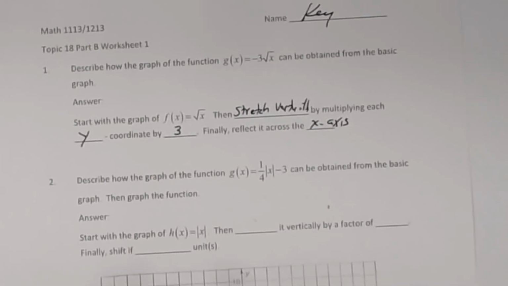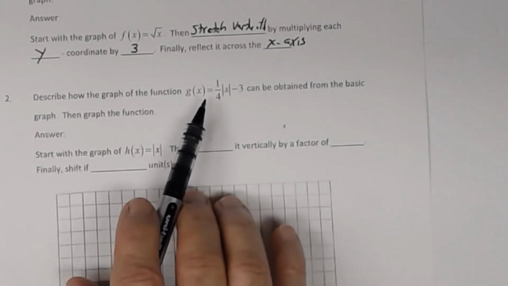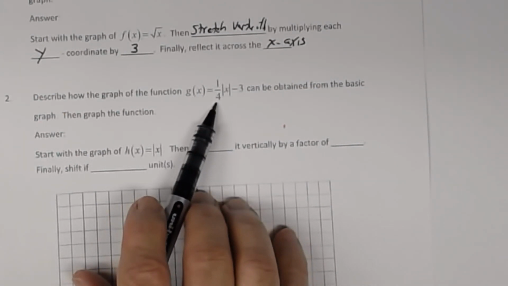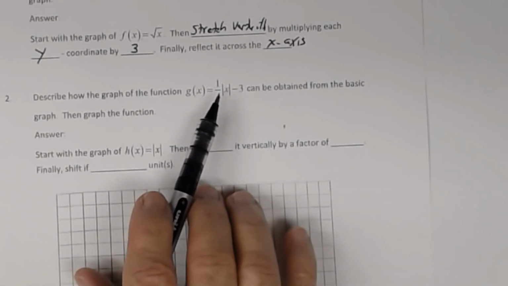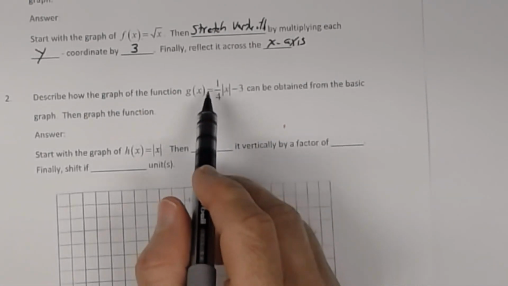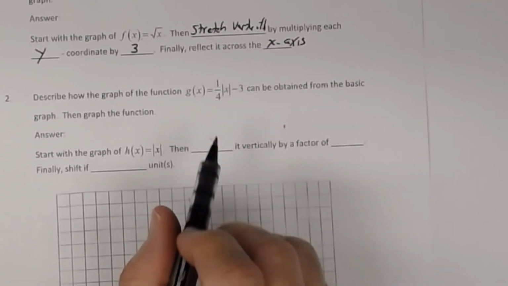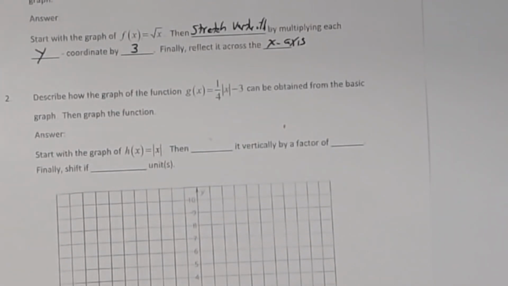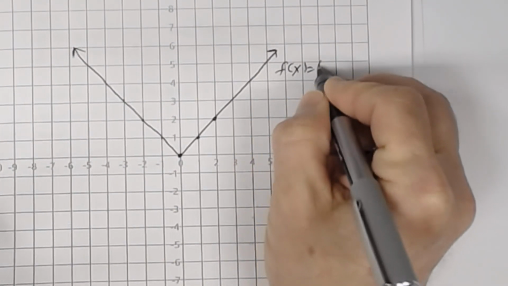Okay. Now look at number 2. So number 2, we have g of x is 1/4 this time times the absolute value of x minus 3. So you want to graph this using transformations, and we use a basic function. So my parent function, remember, is going to be the absolute value of x. So let's look at what our parent function looks like. Okay, so this is our parent function. Remember, that's f of x equal the absolute value of x.